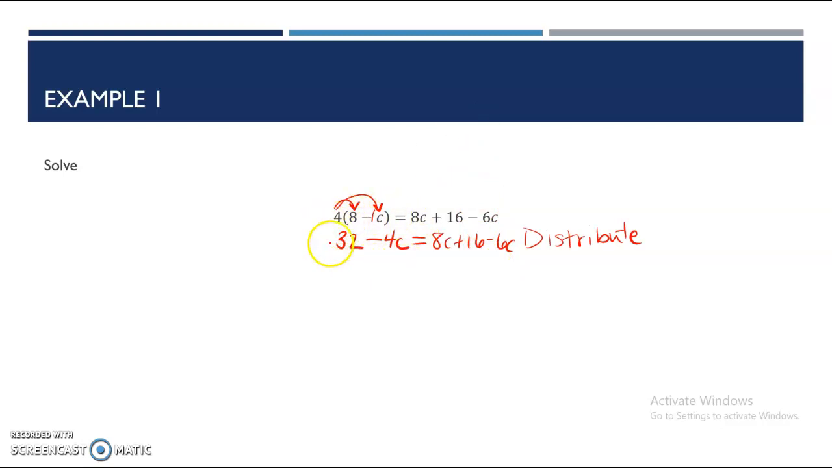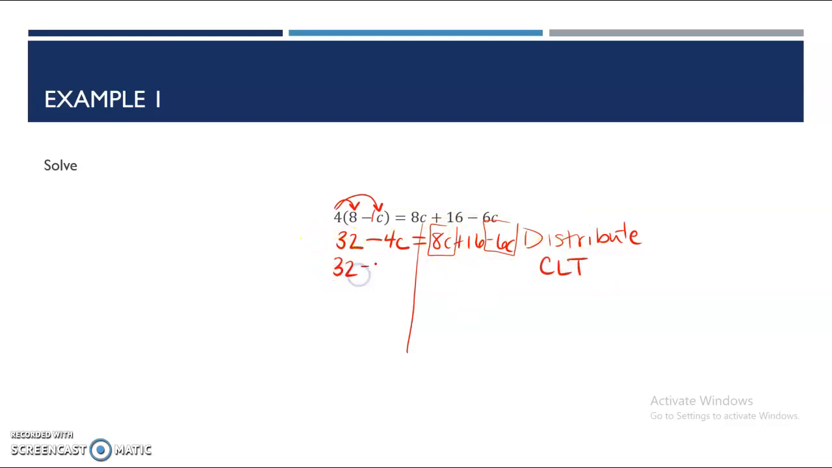Now, from here, I'm going to look at it. Over here, there's nothing to combine. But on the right, I have 8c and negative 6c, and they are on the same side of the equal sign. So remember, if it helps, you can draw a line through the equal sign and say, okay, am I crossing over to combine like terms, or am I staying on the same side? And here, my like terms are on the same side. So that's what we call combining like terms.